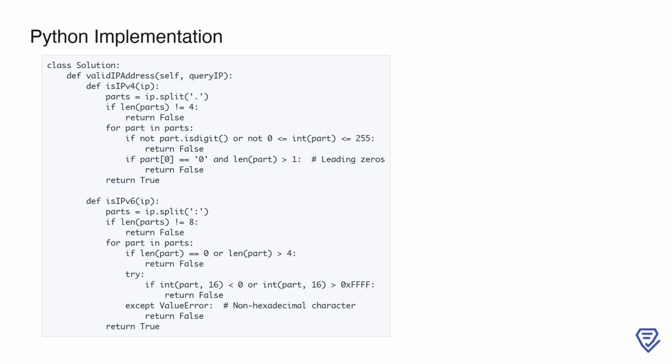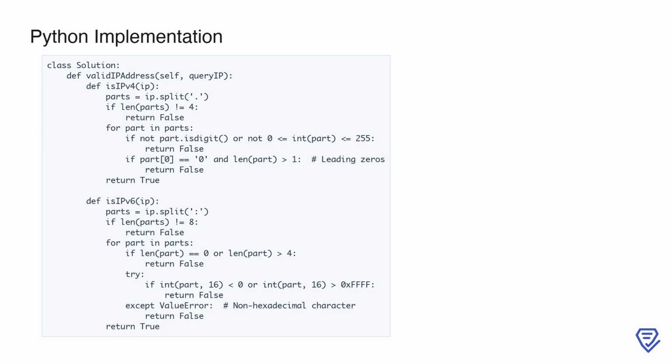Then, we iterate through each part to check specific conditions. Each part must be a digit, and its value should fall within the range of 0 to 255. We also ensure that parts with leading zeros, like 01, are flagged as invalid. If any of these conditions fail, we return false. Otherwise, if all parts satisfy the criteria, we return true.